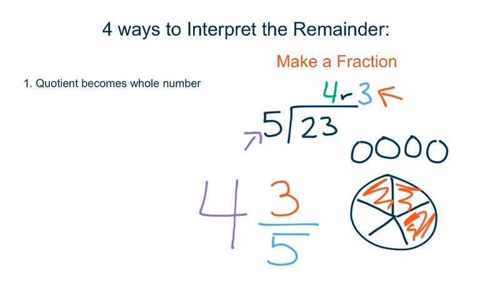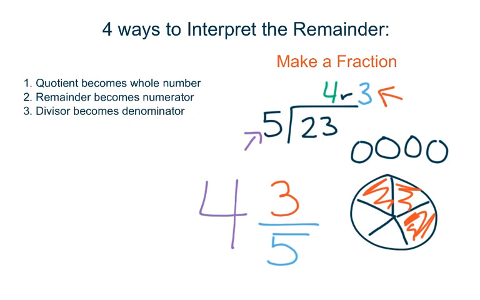So our first step is our quotient becomes our whole number. The answer to our division problem is our whole number. Our second step is our remainder becomes our numerator. That's how many little pieces each person's going to get from those pieces that are being separated. And then finally, step number 3, our divisor becomes our denominator. So that's how many pieces each of those wholes that are left over are going to be separated into.